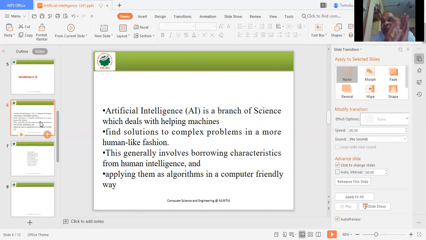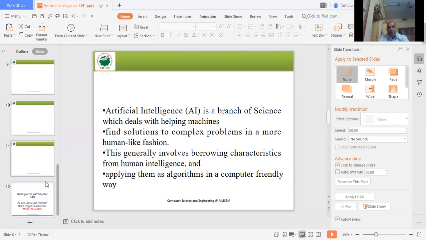So at each and every state, it is going to fix some goals. As per the goals, the intelligent agent is going to process your information. So here you can see in the PPTs, we are applying the algorithms in a computer friendly way.